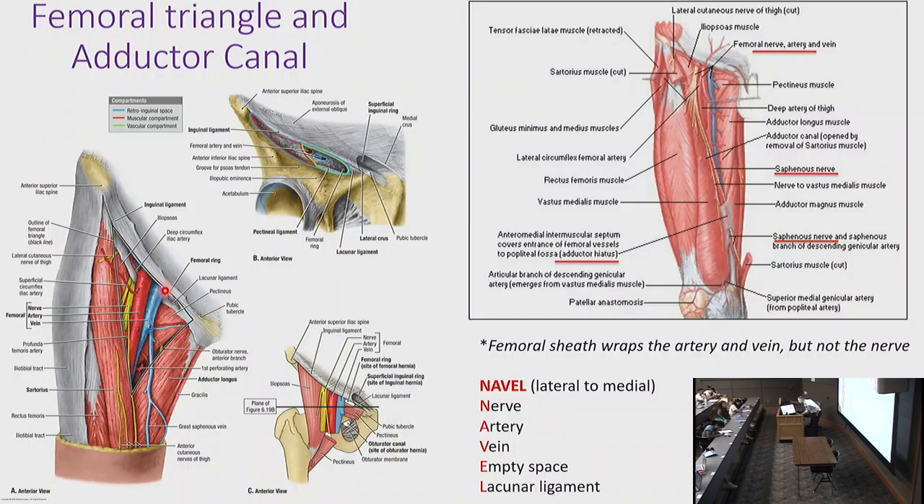Now what I want to point out here, you see the femoral ring. The femoral ring is up here as well. That is one of those locations where you can get femoral hernias. That's where they're going to come through, that femoral ring.